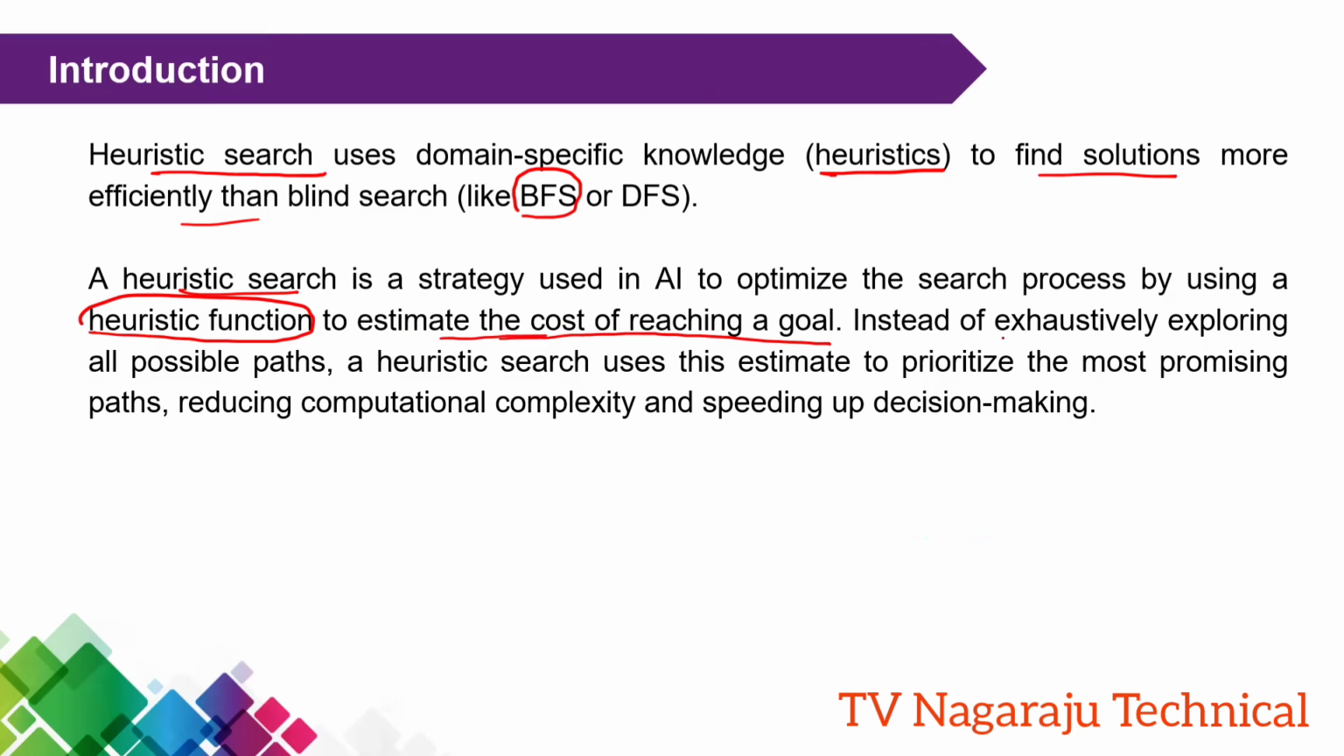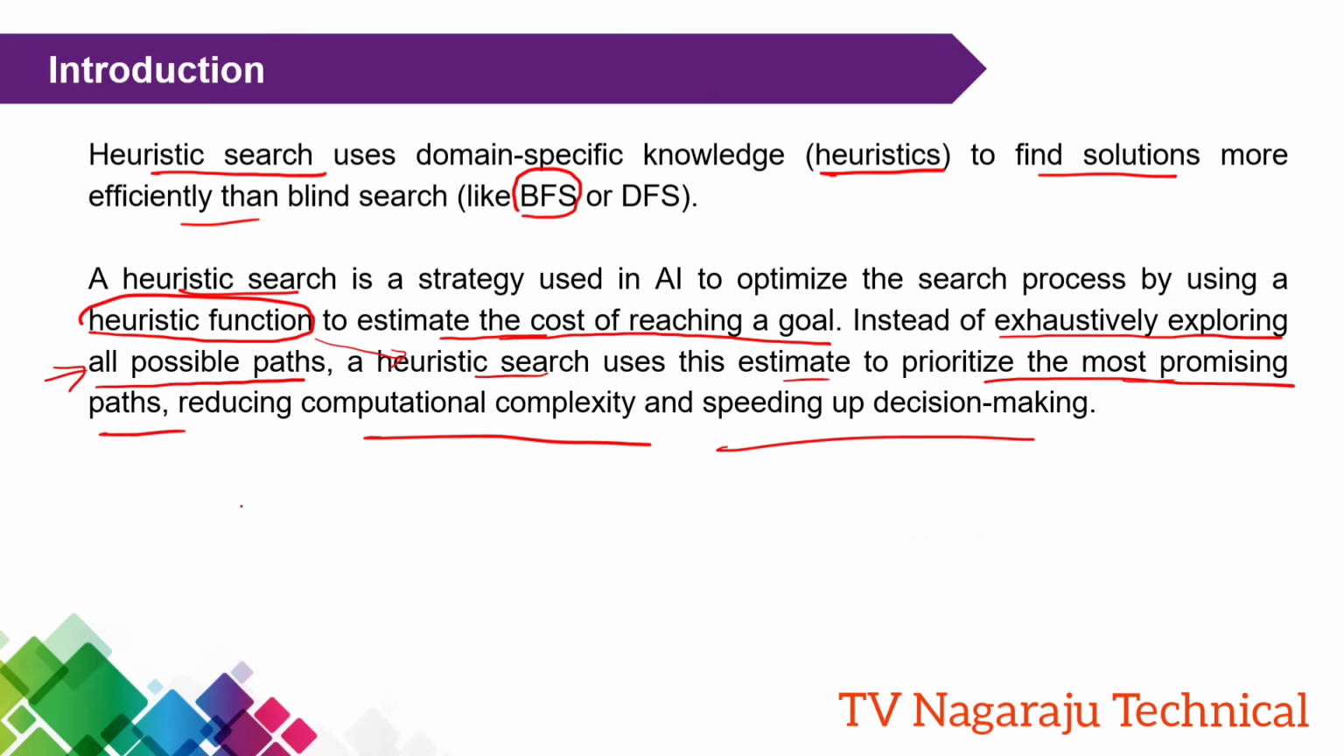Then, instead of exploring all the possible paths, the heuristic search uses the heuristic function to prioritize the most promising path. You got the point? Based on that, it prioritizes the most promising path. That can reduce the computational complexity and improve the speed of decision making. Now you understand the importance of heuristics?